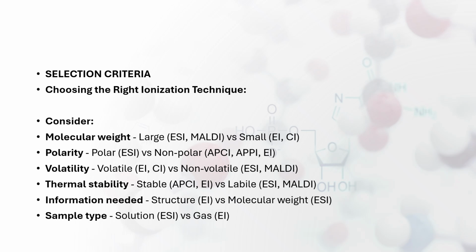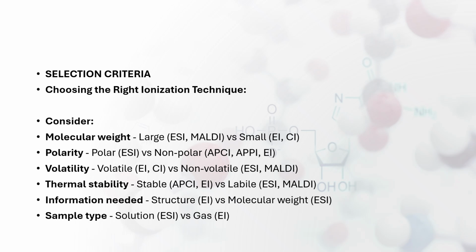Third, volatility. If your compound can be vaporized, electron ionization or chemical ionization are options. Non-volatile, then you have to move back to ESI or MALDI. Fourth thing is thermal stability. Can your compound handle heat without decomposing? Then APCI or EI are fine. If it is thermally labile, then you have to stick with ESI or MALDI.